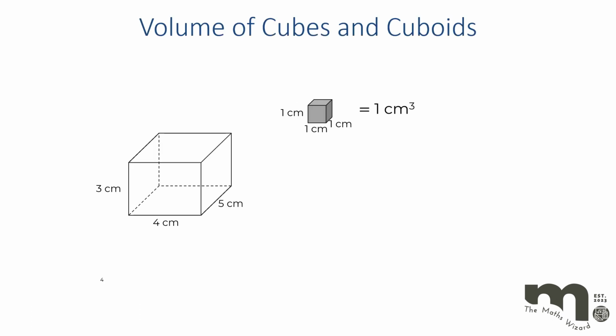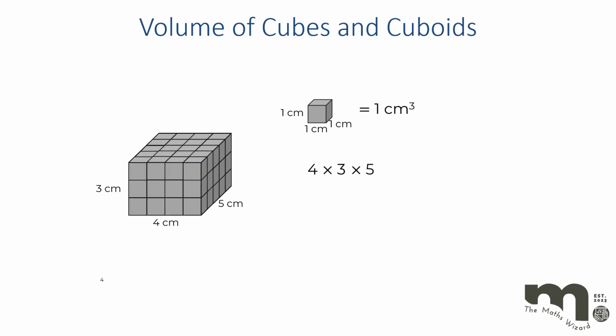Okay, so when we're doing the volume of cubes and cuboids, it's nice and straightforward. We've got a nice little animation here as well that shows you this. So we take the width and we multiply it by the length, and then we multiply it by the height.